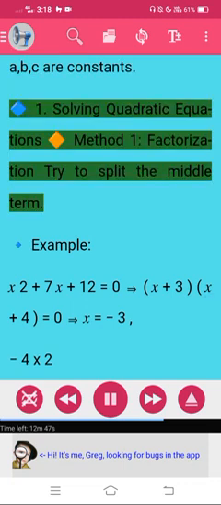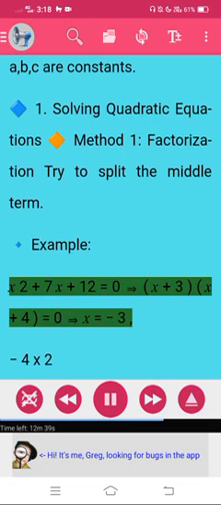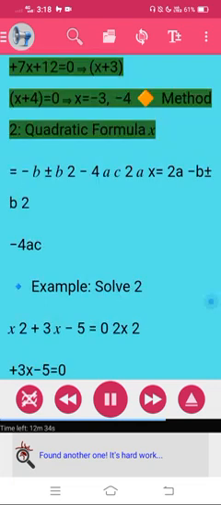1. Solving quadratic equations. Method 1: Factorization. Try to split the middle term. Example: x² + 7x + 12 = 0 ⇒ (x + 3)(x + 4) = 0 ⇒ x = -3, -4.